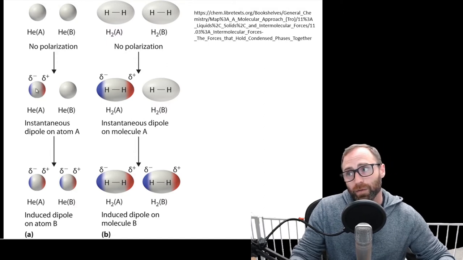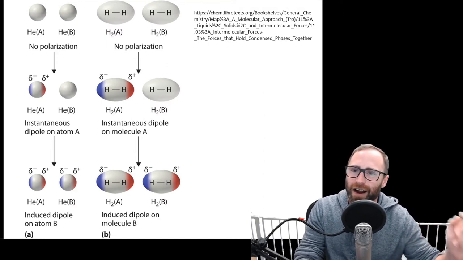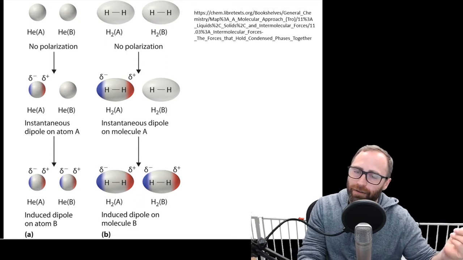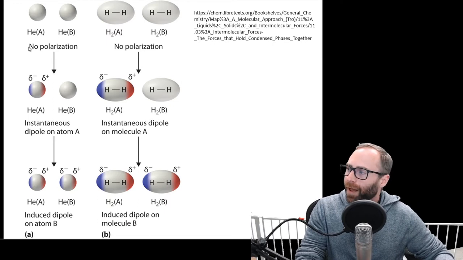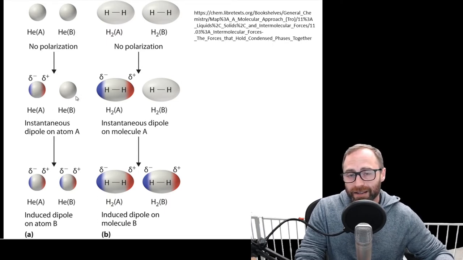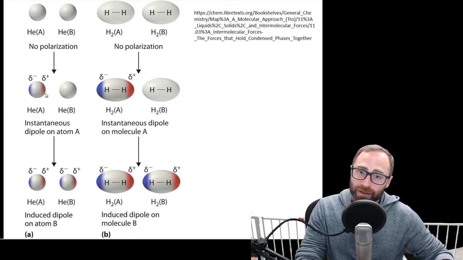Okay, so this one has an instantaneous dipole moment. This lasts for like a fraction of a second. It's not very long lasting. But because it does exist for a second here, atom B can say, whoa, wait a second. The electrons can say, well, there's this partial positive charge over here. I'm attracted to partial positive charges because I'm a negatively charged particle. So atom B can then form an instantaneous dipole moment.